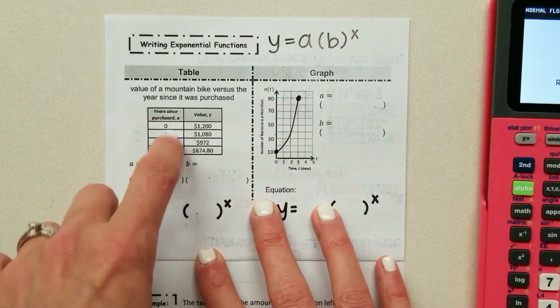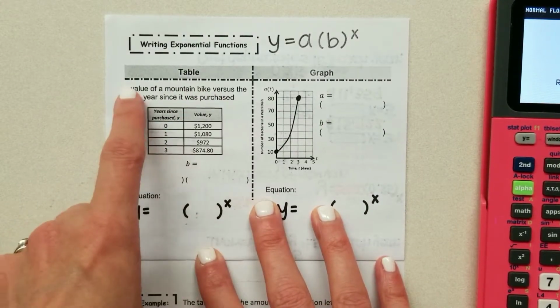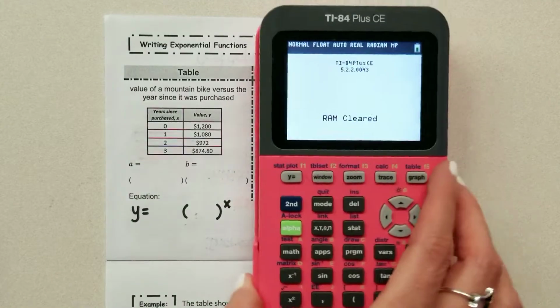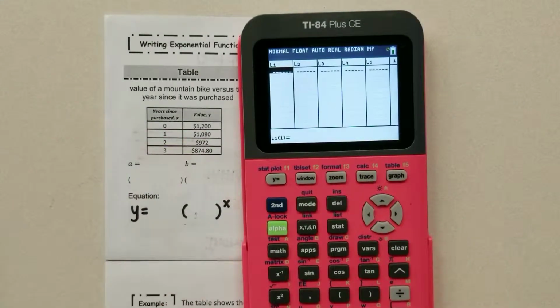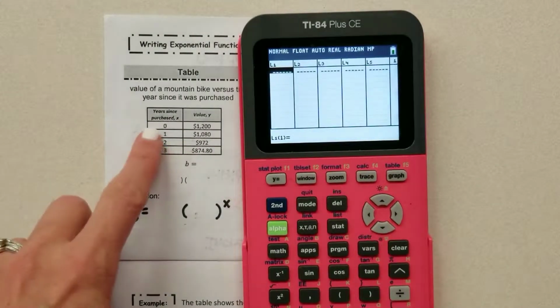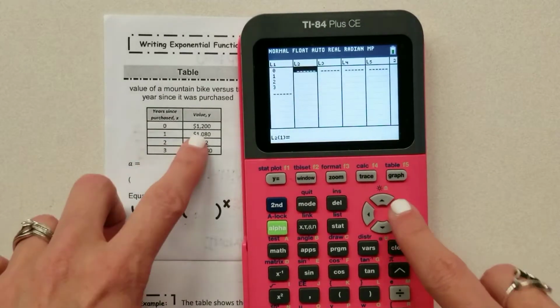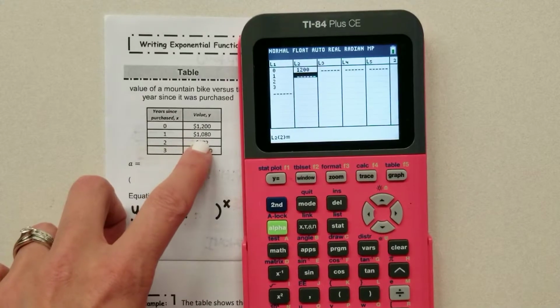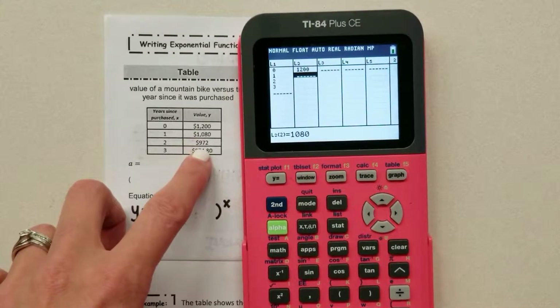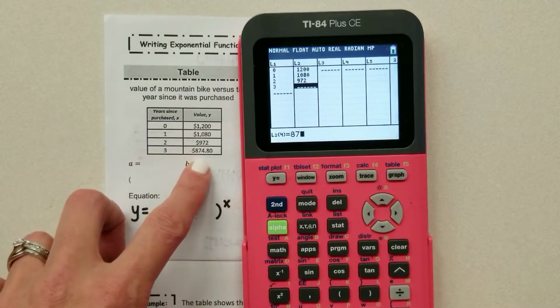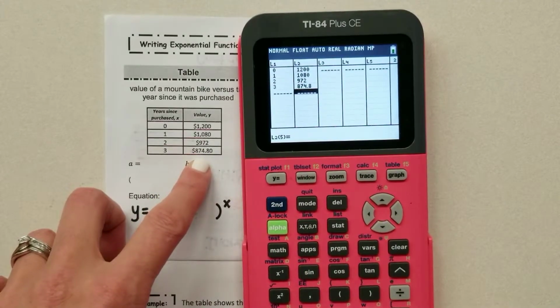So we're going to look at this table. We have years since purchased and the value of a mountain bike. So what I'm going to do is go to my calculator. I'm going to do stat enter. Anytime you want an equation, you've got to go to stat enter. And I'm going to type in my ordered pairs. So x goes in L1, your y values go in L2.